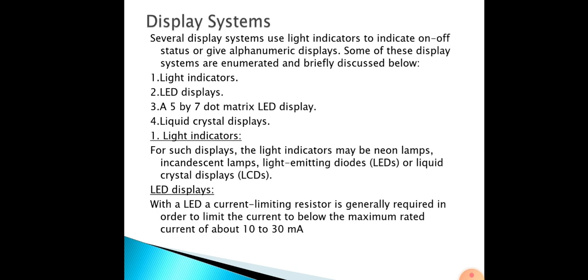Several display systems use light indicators to indicate on-off status or give alphanumeric displays. Some of the display systems are light indicators, LED displays, a 5x7 dot matrix LED, and liquid crystal displays. The first one is light indicators. Here the light indicators may be neon lamps, incandescent lamps, light emitting diodes or liquid crystal diodes.